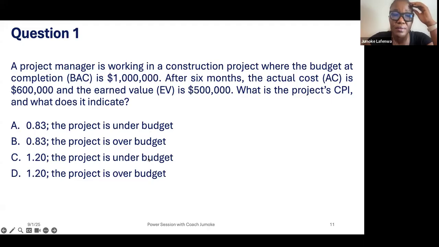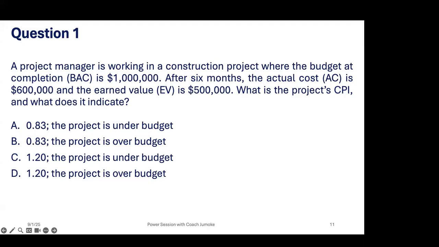Who chose B? Okay, I chose B. And going by the formula, it says when it is greater than 1, it is good efficiency. So if 0.83 is less than 1, I believe that it means you are going over budget.